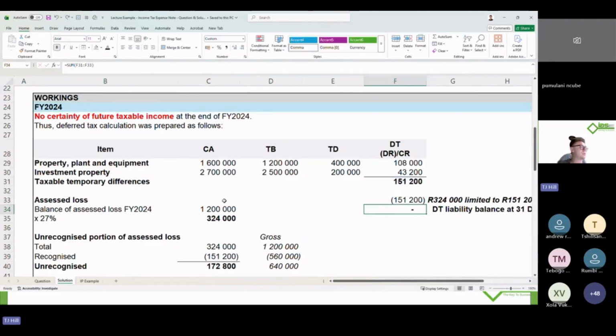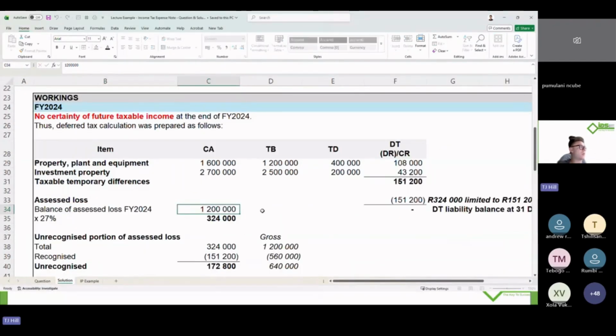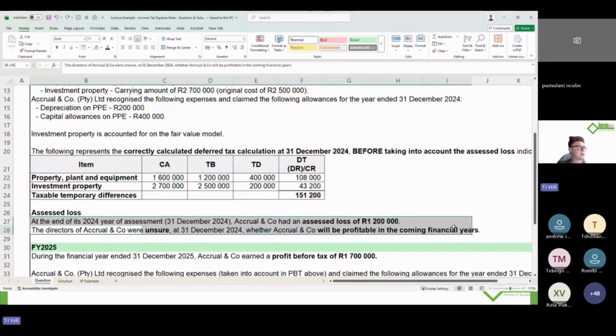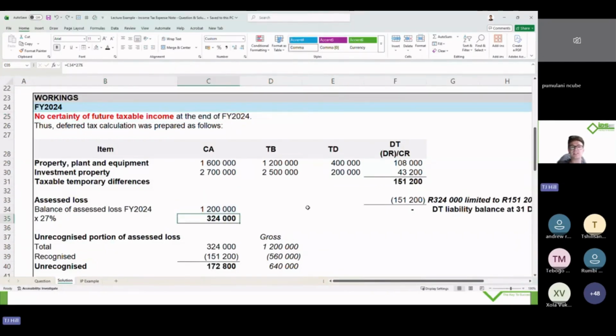Why? If you go back to the information, at the end of 2024, I had an assessed loss of 1.2 million. Okay. I want to recognize a DT asset of 27% of that. Okay. But I wasn't sure, as they said here, the directors were unsure that you'll be profitable. Therefore, it must be limited to my taxable temporary differences.